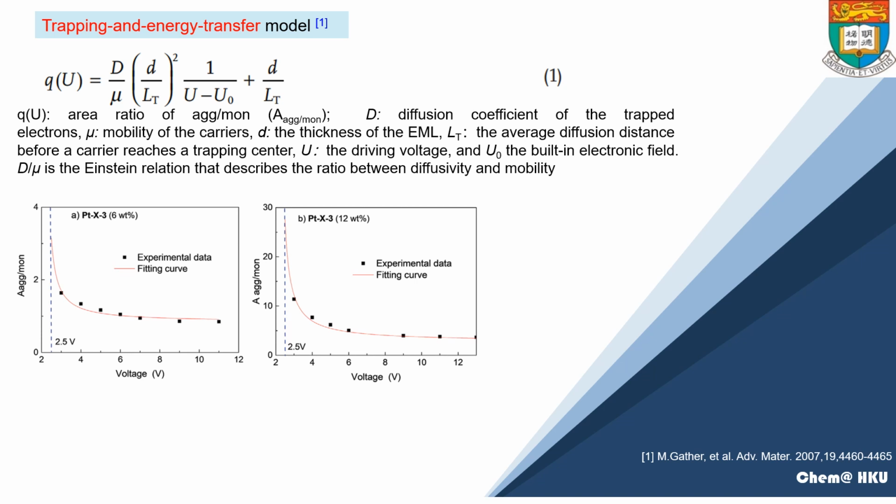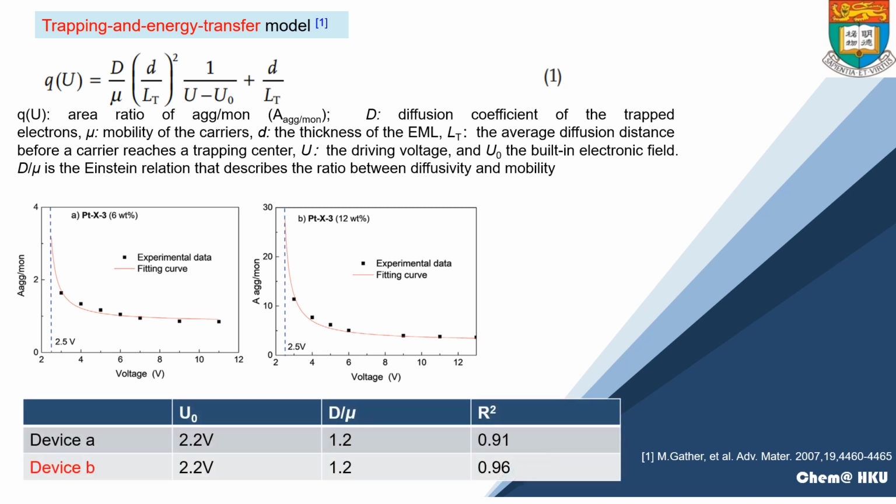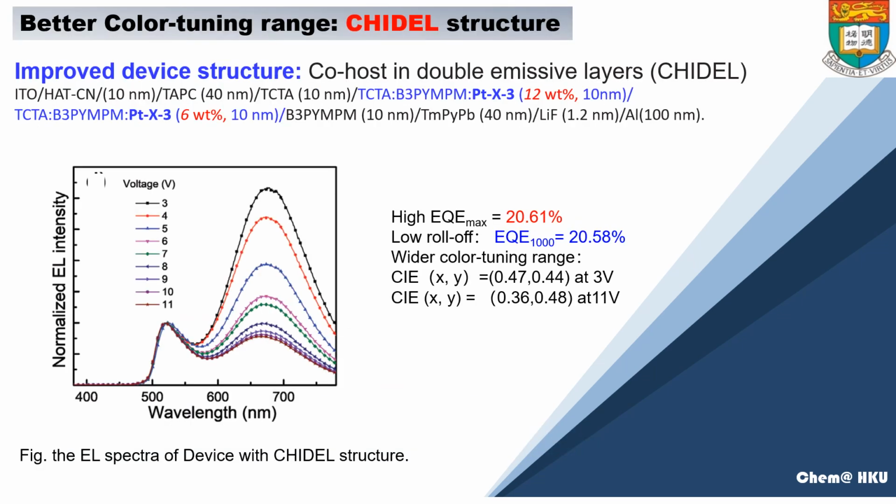This is the experimental data and fitting curves. I want to draw your attention to device B. We find that device B matches the model with a higher R-squared of 0.96. To get better color tuning range and device performance, we use co-host in a double emissive layers device structure to fabricate.